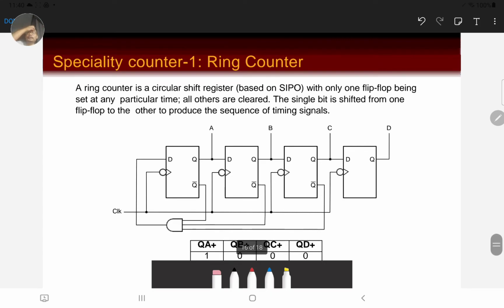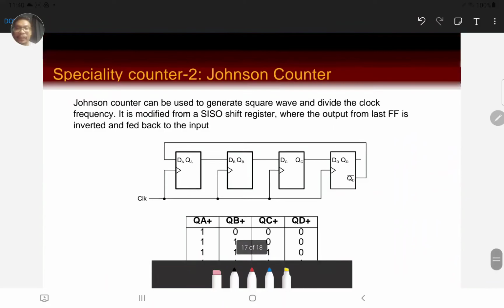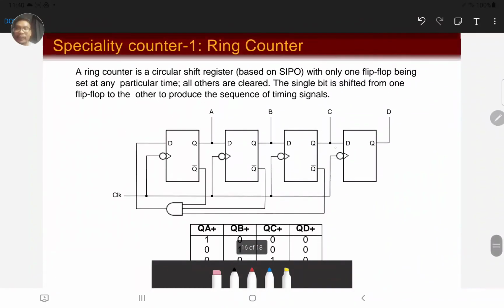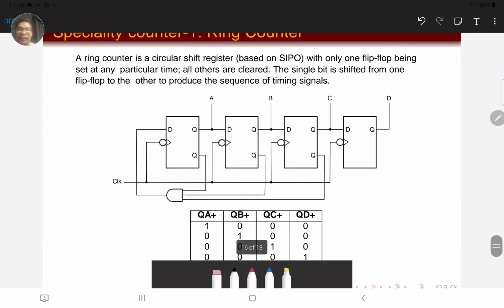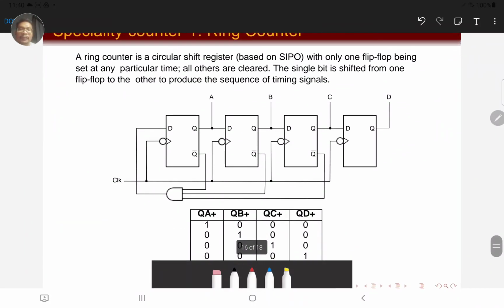Okay, so let's look at the specialty counters, the ring counter and also the Johnson counter. Okay, our last two counters. So what is a ring counter? A ring counter is a circular shift register based on SIPO with only one flip-flop being set at a particular time and all others are cleared. The single bit shifted from one flip-flop to the other produces a sequence of timing signals.